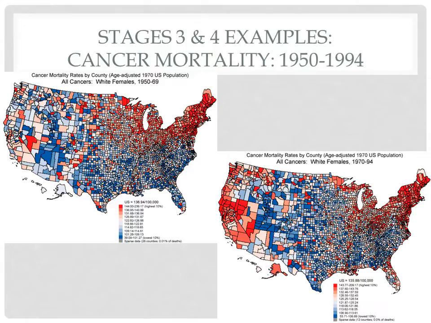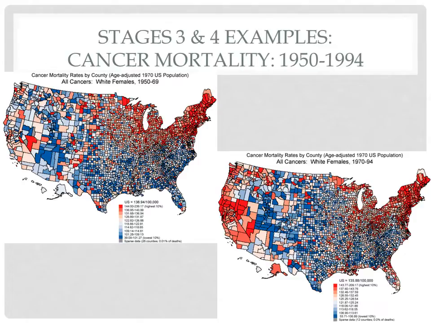Next example that we have up here is looking at cancer mortality rates, which is a really good example of something that you see in stages 3 and 4. Cancer and cardiovascular disease, so diseases related to the heart, are very, very much characteristic of stages 3 and 4 of the epidemiological transition model. The body starts to break down and we start to notice things. So in this case, we're looking at cancer.